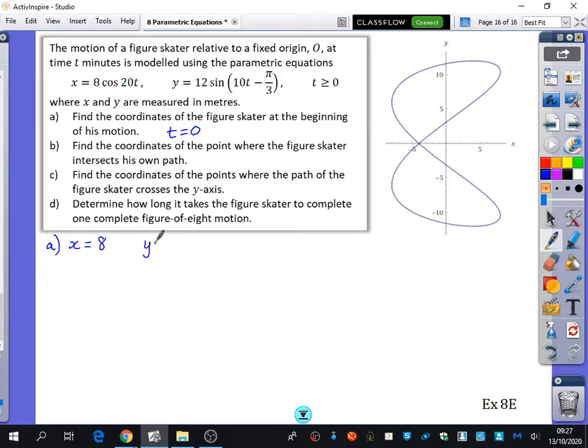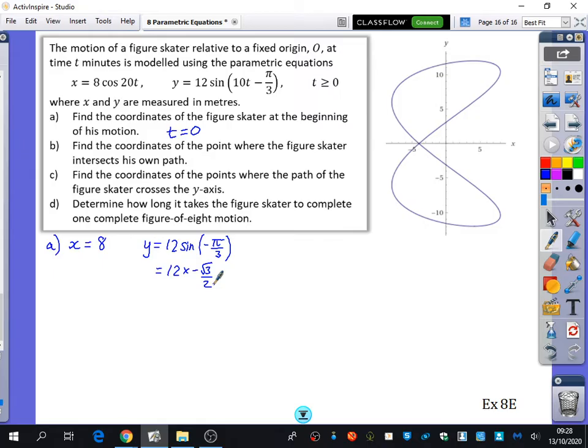And then for y, we're actually trying to work out 12 sine of (0 minus pi over 3). So it's the sine of minus pi over 3. Anyone think they could work out what the sine of minus pi over 3 is in their head? Very good. So this is 12 multiplied by negative root 3 over 2.